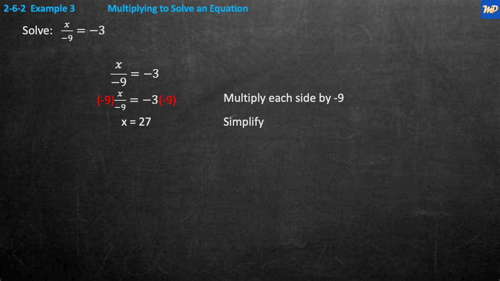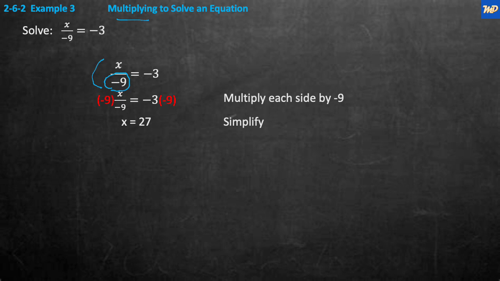It says we're going to multiply to solve. Right here it says multiply to solve the equation. So here's the equation: x over -9 equals -3. Since this is dividing, we're dividing by -9 right here, so we're going to multiply both sides by -9. In the past equations, we were dividing. This time we're multiplying. Same difference.